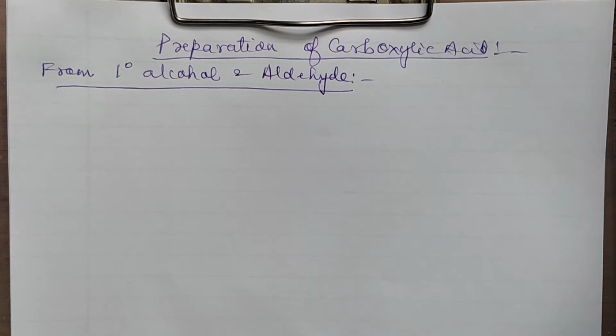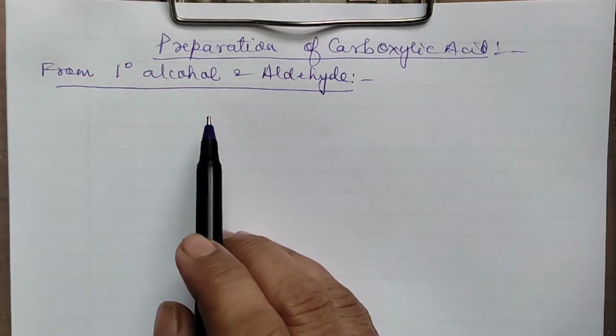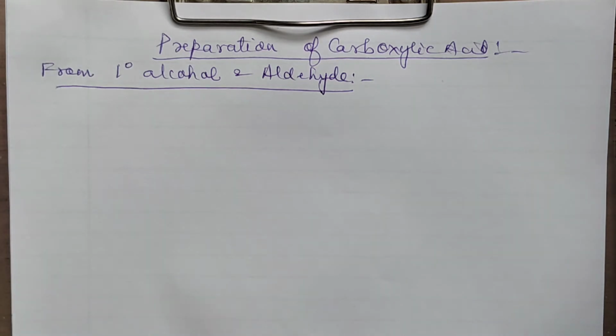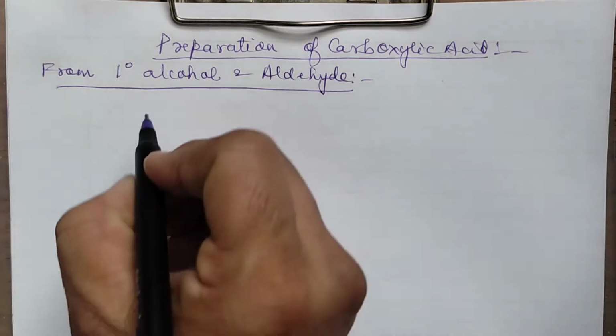You can comment it, and in today's session children will be discussing about the preparation of carboxylic acid. The first preparation which we are discussing is from primary alcohol and aldehyde. This we have discussed also in alcohol and aldehyde chapter, but even then we are doing along with it, so that it's a good revision for you.